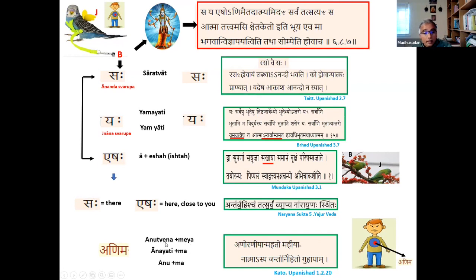That means Anutvena meya, he is very, very subtle. This subtle being who is everywhere in the universe and is also inside us is so subtle. But we need to know that subtle. To know that subtle, what do we need? Anayati plus ma, which means we need his grace. Unless his grace is there, we can't see him.